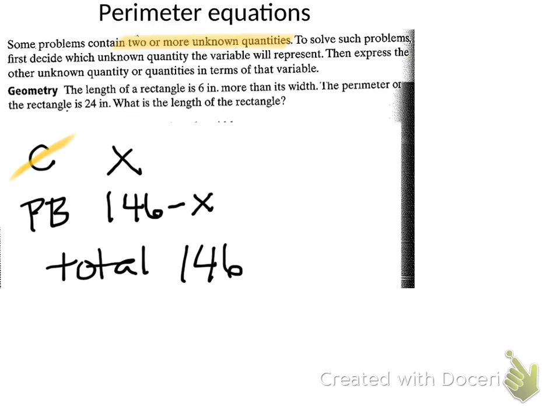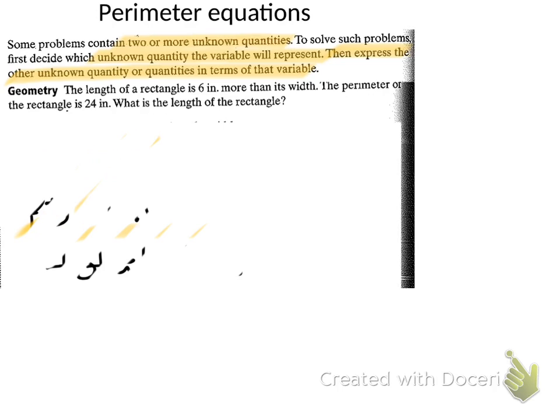You've got the chocolate and the peanut butter. One unknown quantity is the variable. So in this case, chocolate is the variable. And then we express the other unknown quantity, peanut butter, in terms of that variable. We're going to be continuing to apply the same ideas here today. All right, so let me erase this real quick. Let's take a look at this problem.